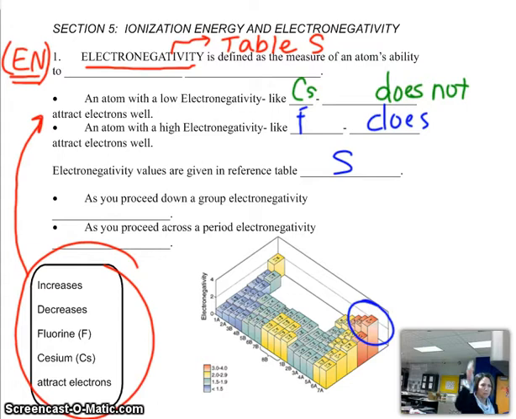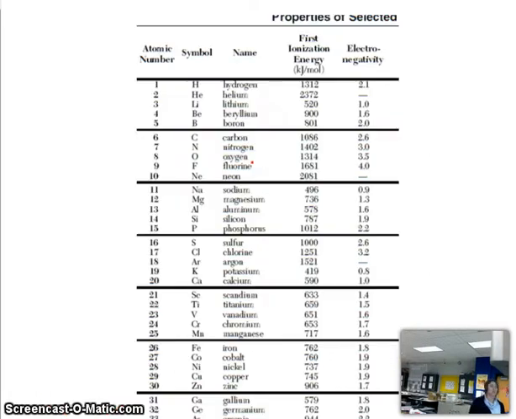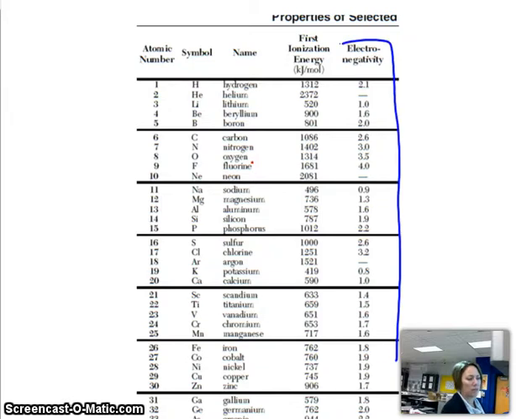And you need to know the trend, just like you did with size, as you go down a group and as you go across a row. Hopefully you can see, if you look at this group, as you go down, the electronegativity tends to decrease. So as you go down a group, electronegativity decreases. And as you go across a row, in general, electronegativity tends to increase. By the way, here's Table S, and you can see here is your electronegativity.